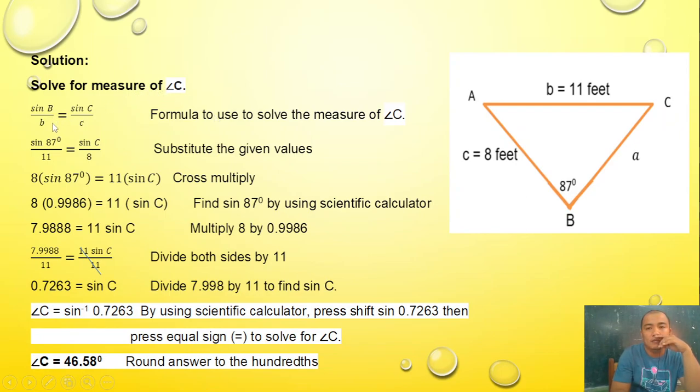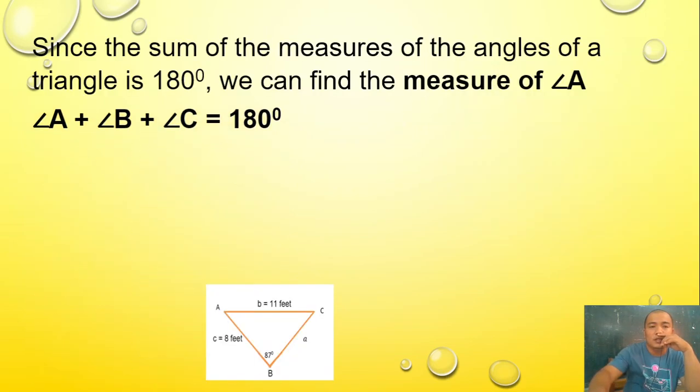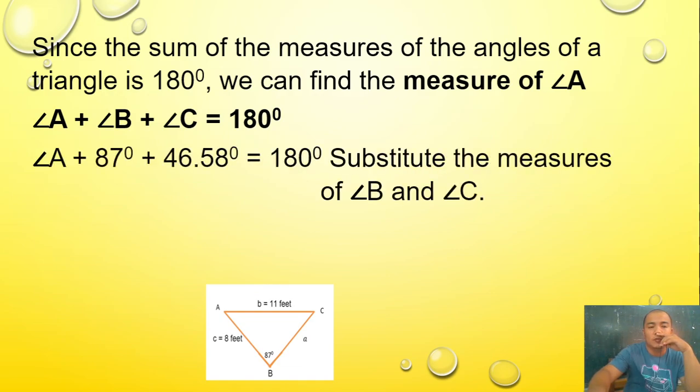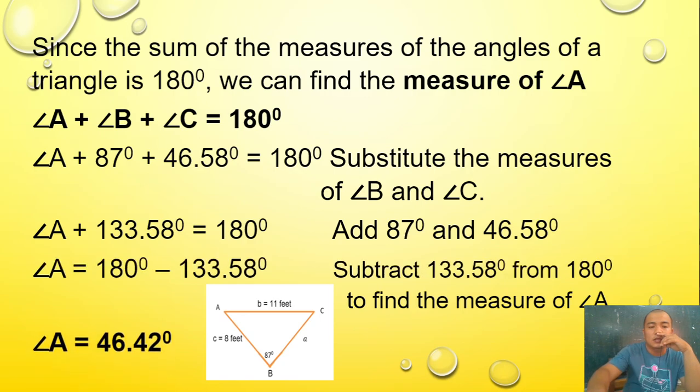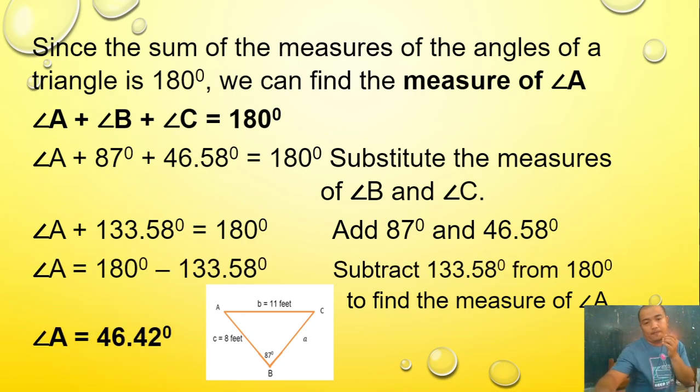Sine B over B equals sine C over C. So sine 87 degrees all over 11 is equal to sine C over 8. So just multiply 8 by sine 87 divided by 11, then press in your calculator shift sine. Shift sine 0.7263. The answer is 46.58 degrees, the measure of angle C. And since two angles are already known, 180 minus 87 minus 46.58 degrees, the answer is 46.42 degrees.